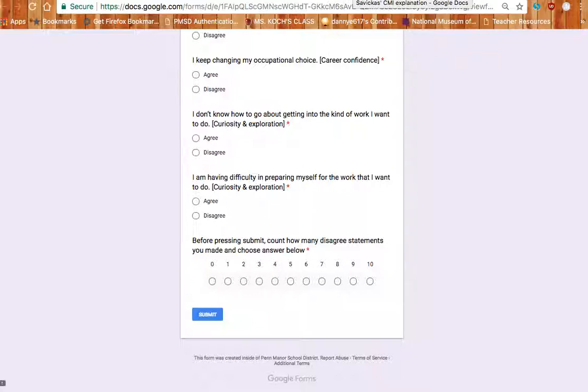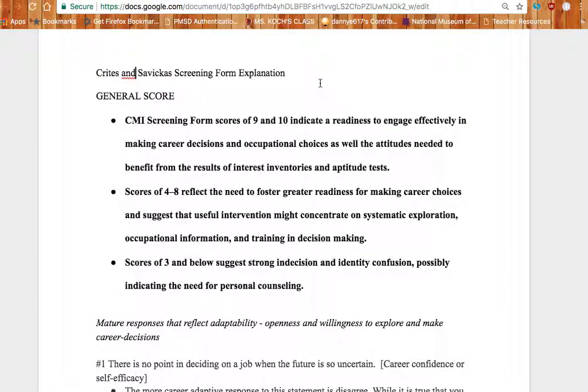So at this point you should have the number of disagree statements that you've made. Now, the Career Maturity Inventory Screening Form gives a point for every disagree. If you had 9 or 10 disagrees, this indicates a readiness to engage effectively in making career decisions and occupational choices. It also shows you have the attitudes needed to benefit from the results of interest inventories and aptitude tests.